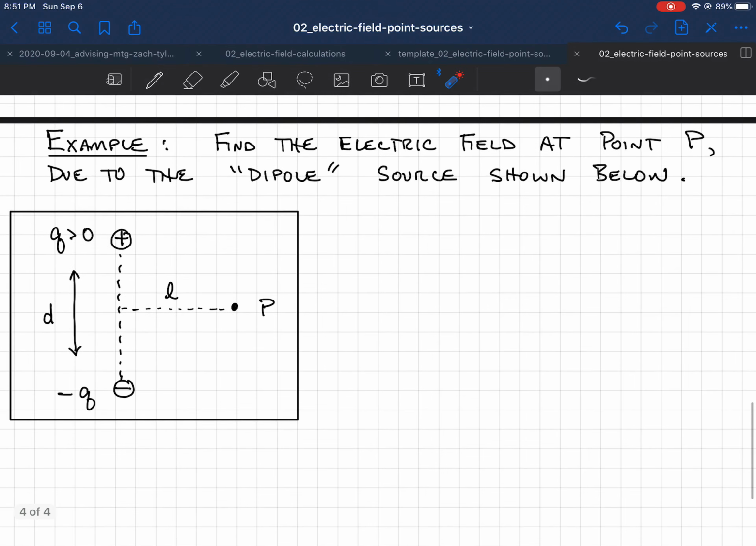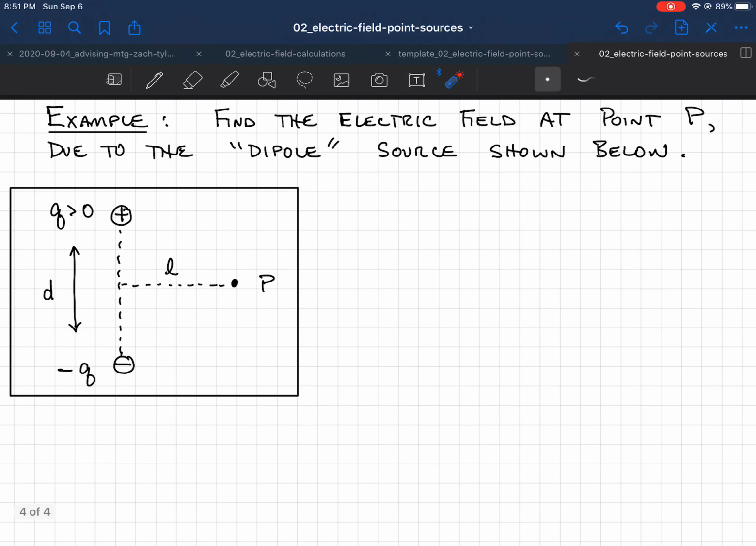Okay, so now we'll move on to our example, and that will be the last part of the lecture. And that is to find the electric field at a point due to a dipole source. So a dipole simply means two charges which are oppositely charged but have the same magnitude of charge. So this is Q greater than 0, and then down here I have minus Q, so just the opposite of it. And I've shown that they're a distance d apart, and that this point P, the one point in space that I'm interested in finding the vector, is located a distance L from the line that connects the two charges.